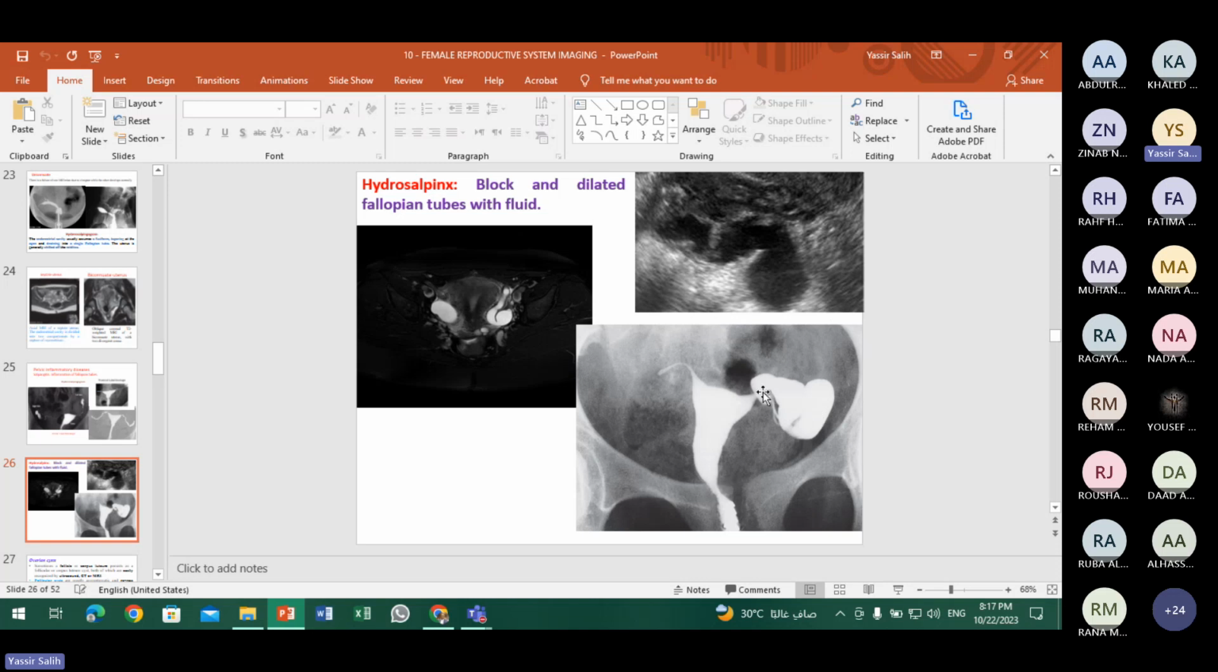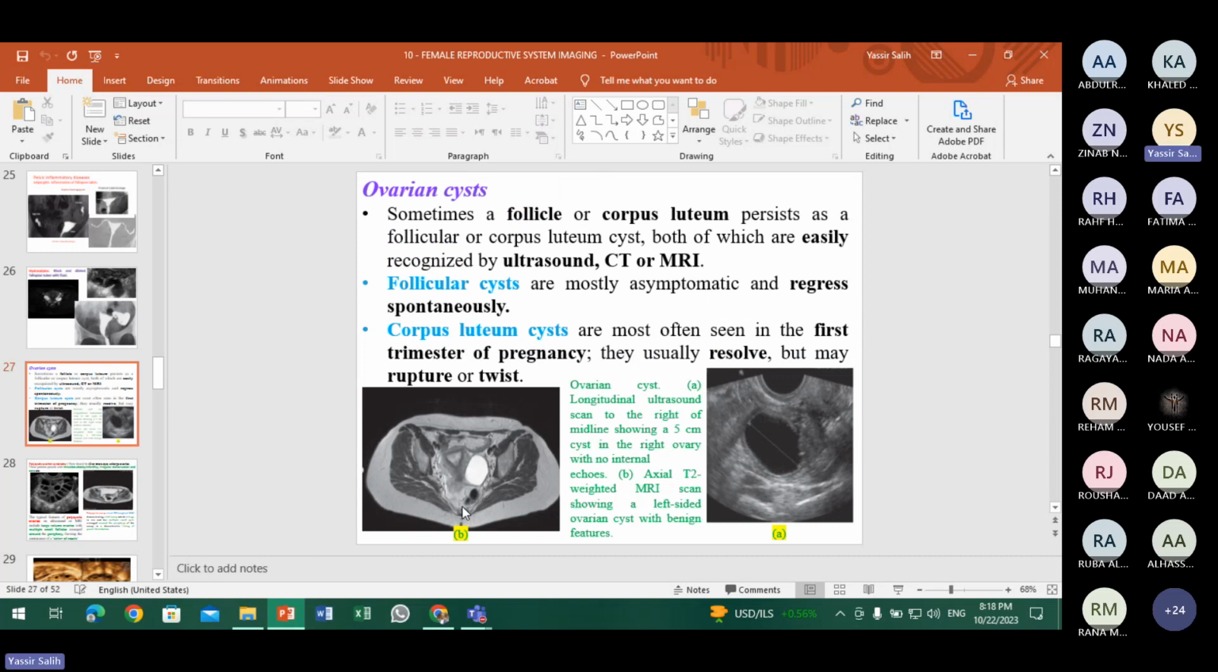So this is also, what is this technique? Ultrasound. Ultrasound can also demonstrate the dilated tube. So this is a dilated tube. This is hydrosalpinx by ultrasound. This is hydrosalpinx by HSG. And also you can see this is hydrosalpinx by MRI. The tubes on both sides are bilaterally dilated. Hydrosalpinx by MRI.